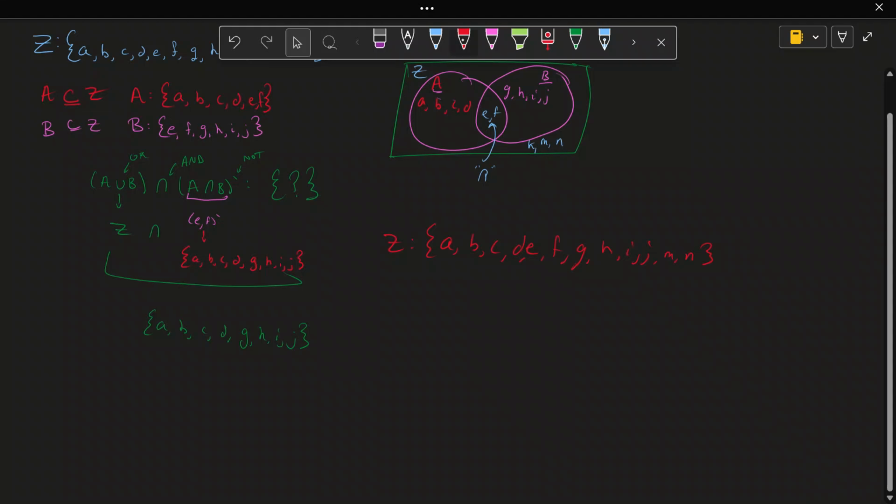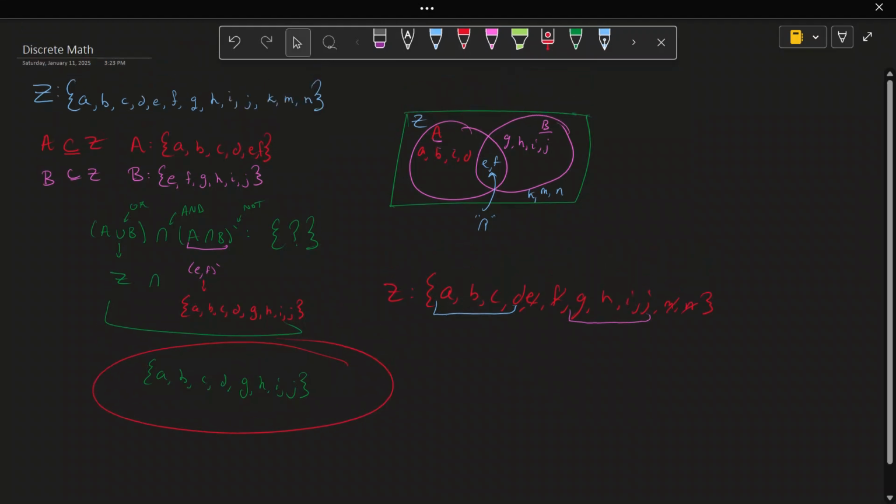So what do they share? Well, they share A, B, C, D. Let me do this in a different color here. A, B, C, D, and then they share not E and F, but G, H, I, J. So E, F, and M, N, they're not part of this. So this is your answer here. Hopefully this was helpful.